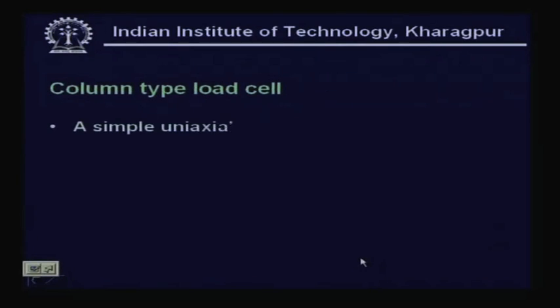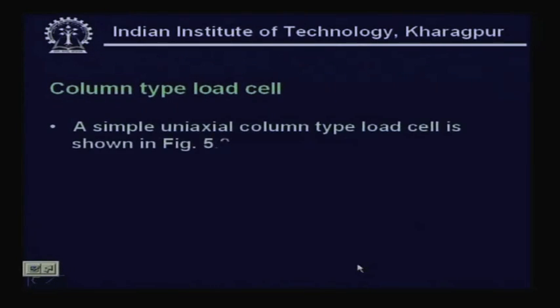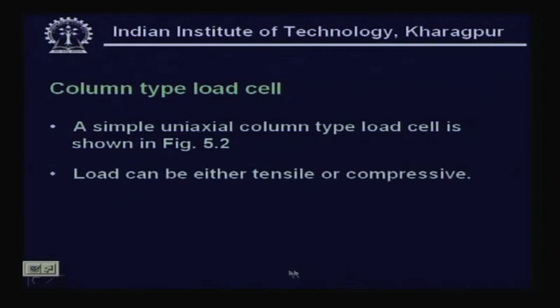Now, a simple uniaxial column type load cell is shown in figure 5.2. Load can be either tensile or compressive, because it depends on where you apply the load. If you apply the load on the top of the load cell, the bottom of the load cell should be fixed. In that case it is a compressive load.